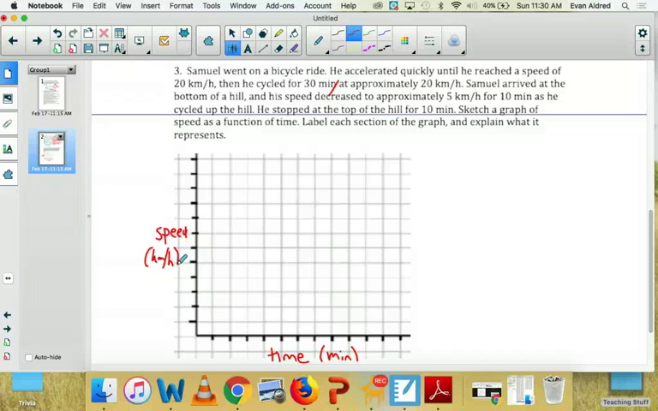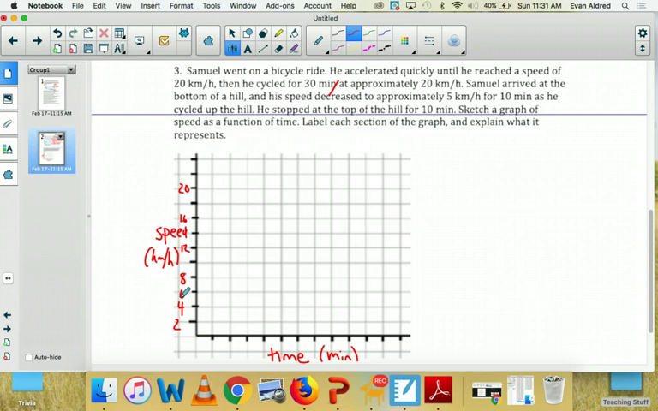Well, the highest his speed is going to reach is 20 kilometers an hour. So that means that we have enough room to play with that we can be quite thorough with our axes. So I'm going to go up by 2s. So 4, 8, 12, 16, and 20. So there are our labels. We're going up by 2.